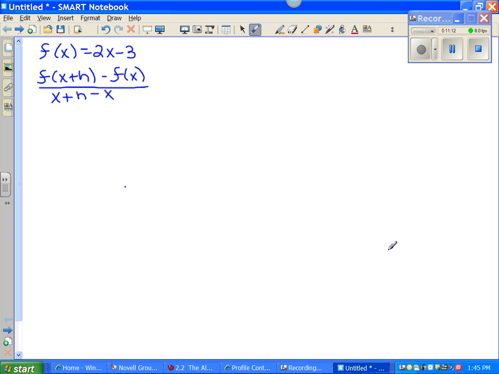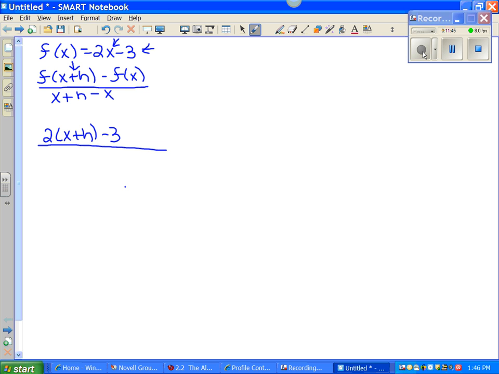Okay, so what we're going to do is plug in for this piece here. Normally we're used to seeing f of x, so this x plus h is what kind of bothers us. But all we're going to do is take our function f of x, 2x minus 3, and instead of writing x here, we're going to put 2 times x plus h minus 3.